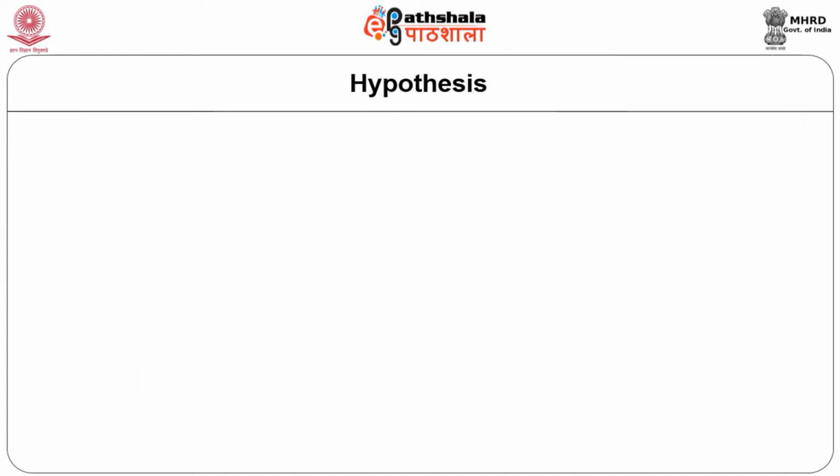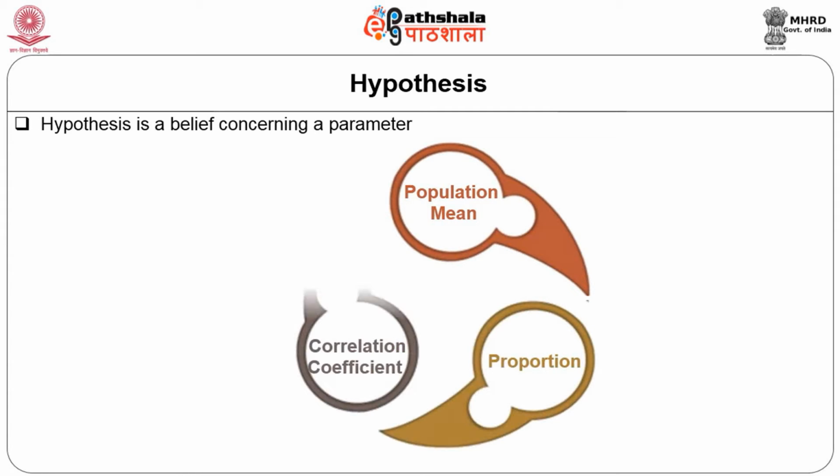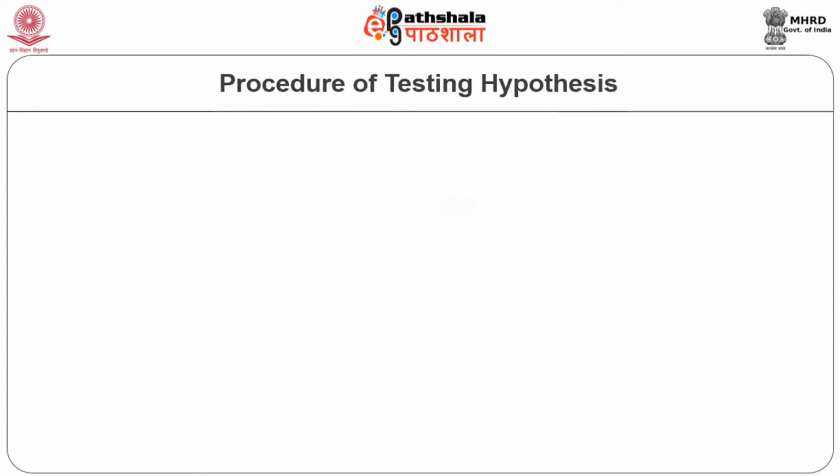So, what is a hypothesis? A hypothesis is a belief or a claim concerning a parameter. A parameter may be a population mean, proportion, correlation, regression coefficient, etc. To prove whether these parameters are significantly different or not, we use the test of hypothesis. So, what are the different procedures adopted in testing the hypothesis?